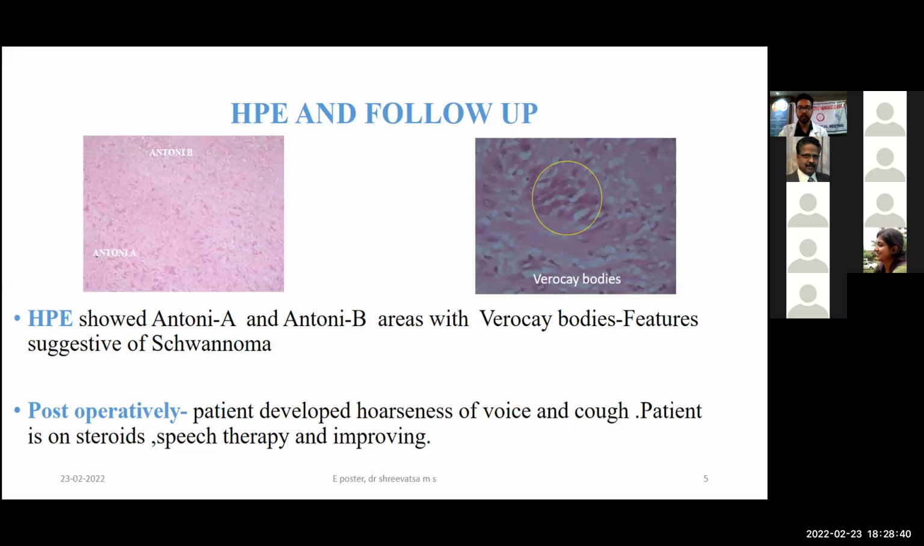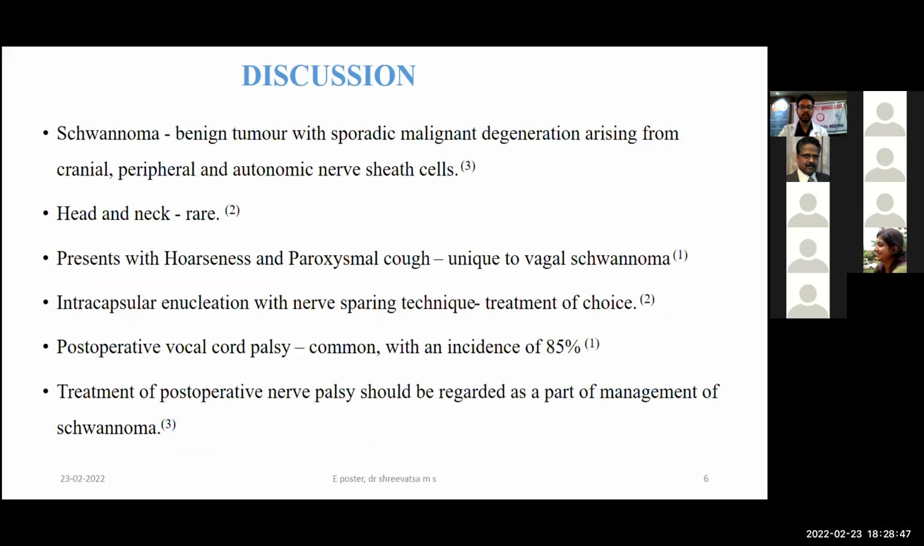Post-operatively, the patient developed hoarseness of voice and cough. The patient is on steroids and speech therapy and currently improving. Schwannoma is a benign tumor with sporadic malignant degeneration arising from the cranial, peripheral, and autonomic nerve sheath cells. Head and neck localization is rare, and vagus nerve involvement is the rarest incidence.